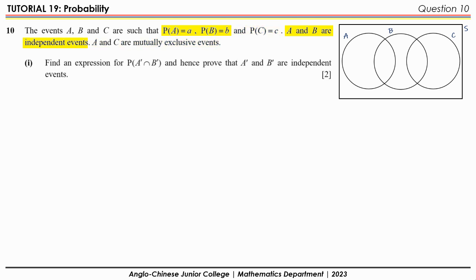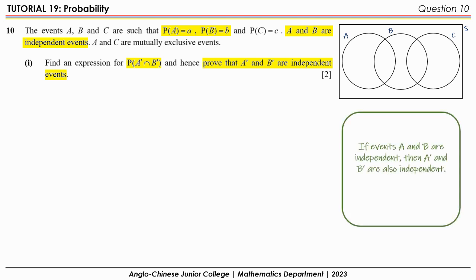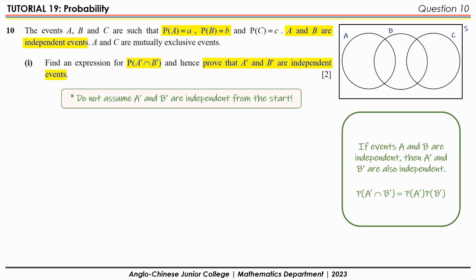In part 1, we want to find an expression for the probability of A' intersects B', and hence prove that A' and B' are independent events. It is a fact that if A and B are independent, then their complements are also independent, and so the probability of A' intersects B' would be the product of the probabilities of A' and B'. However, because the question is phrased in this way, we should not be assuming from the start that A' and B' are independent. We'll have to find this probability another way.